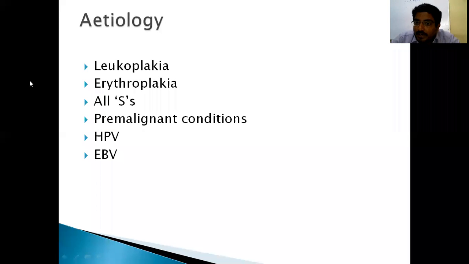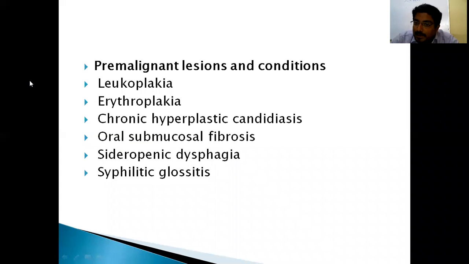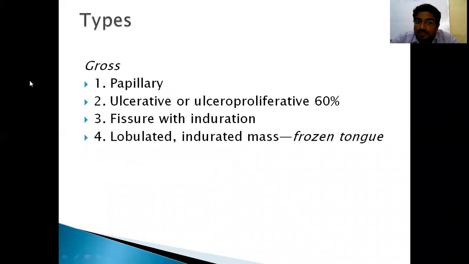These are the etiological factors: leukoplakia, erythroplakia, premalignant conditions, and human papilloma virus and Epstein-Barr virus. All the S's: smoking, spirits, syphilis, sepsis, sharp tooth, and spicy food. These are all the S's, the etiological factors for oral carcinomas, and the premalignant lesions and conditions.